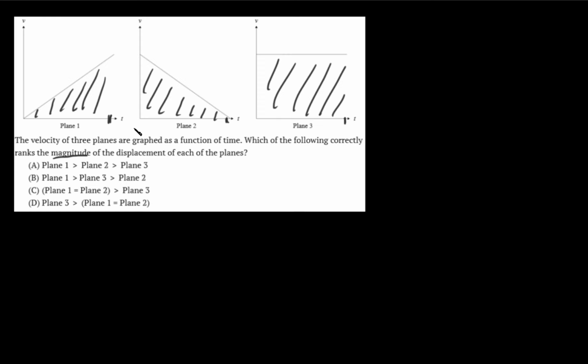So the areas of plane 1 and plane 2 are equal, but the area of plane 3 is bigger. So then D will be the correct answer. It doesn't matter that the velocity is decreasing for plane 2, since it's still positive. Because if you think about this, if a ball is just decreasing in velocity, but it's still moving in the same direction, it's still gaining position over time.